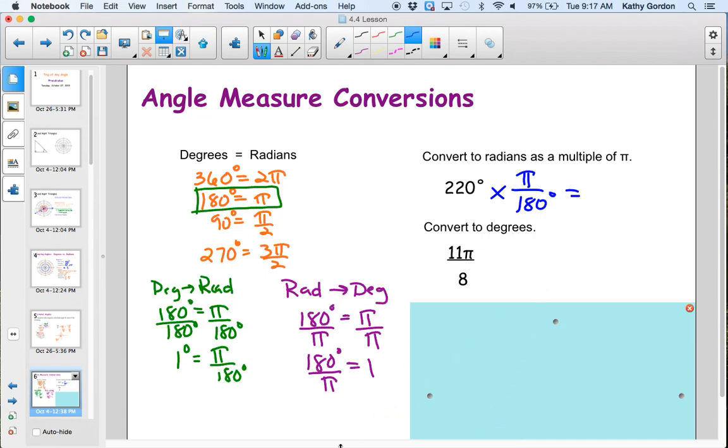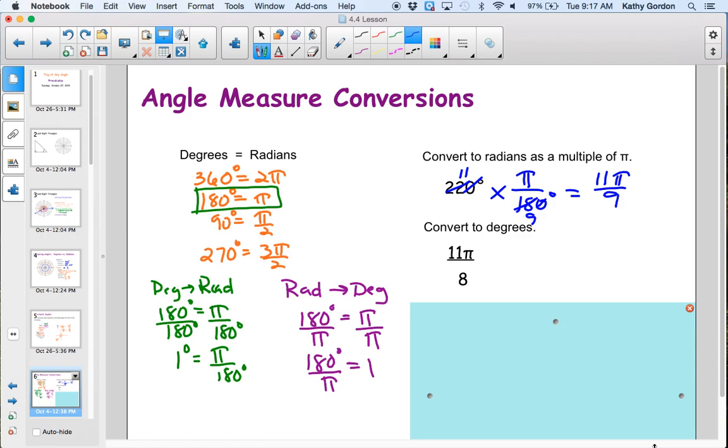Okay, so once you set up the multiplication, simplify. I can divide them both by 10, that's easy enough. I can divide 22 and 18 both by 2, so that gives me 11 here, gives me 9 here, and so I end up with 11 pi over 9. We want to keep these in fraction form. Okay, so just simplify as much as you can, and then 11 pi over 9 is the type of answer we're looking for. Okay?